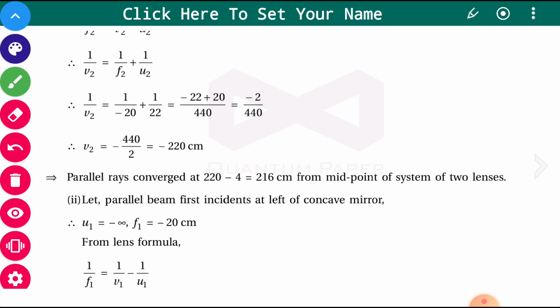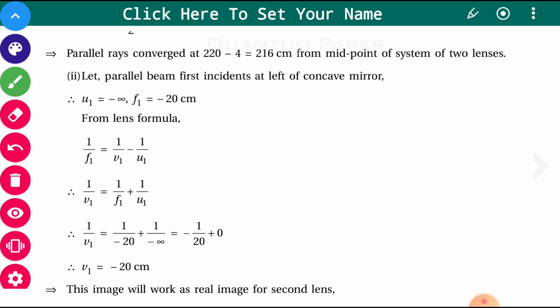Now we take the second case. Let the parallel beam first be incident from the left on the concave lens. That concave lens has minus 20 centimeter as its focal length. It is a lens only. So at what distance will the image be formed? That you can easily calculate.